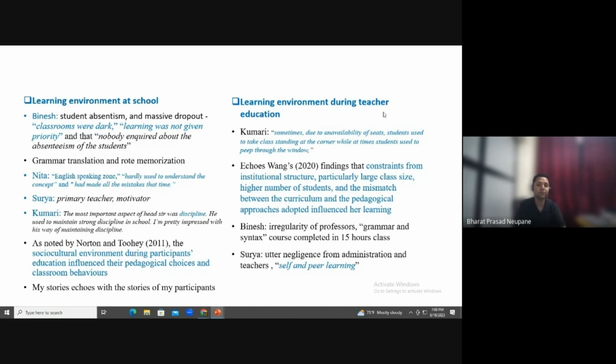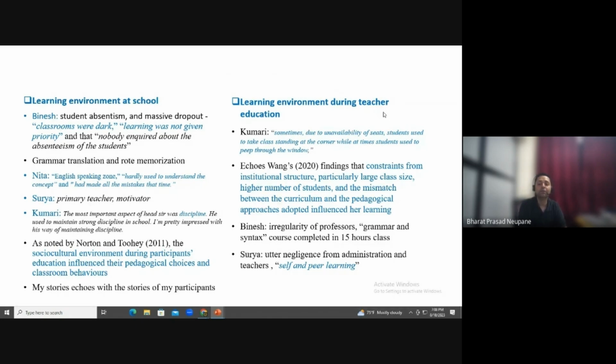So the learning environment also heavily influences. As noted by Norton and Toohey 2011, the sociocultural environment during participants' education influenced their pedagogical choices, classroom behaviors, and also their learning. Even my story echoes the stories of all these participants. And the learning environment during teacher education also heavily influences teachers, right?